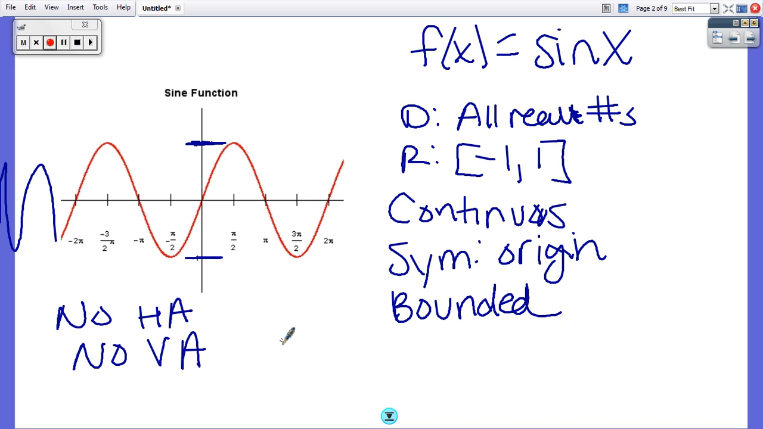So this kind of goes into our end behavior. There is no end behavior. We say that there's no end behavior, but the function oscillates between -1 and 1. Think of an oscillating fan. It goes back and forth, back and forth. Our function's going to go up and down, up and down, forever and ever and ever.